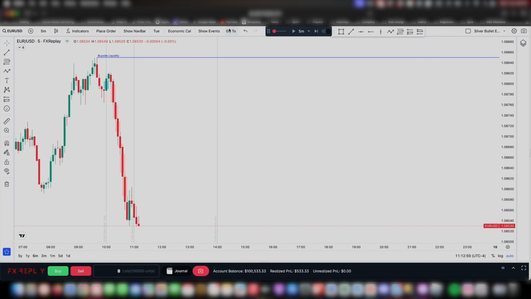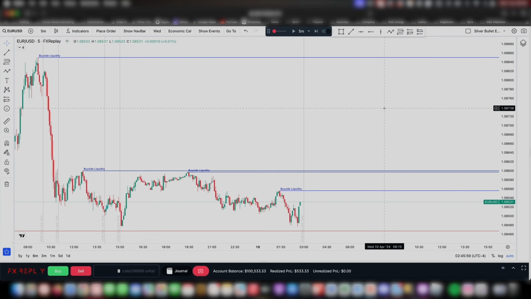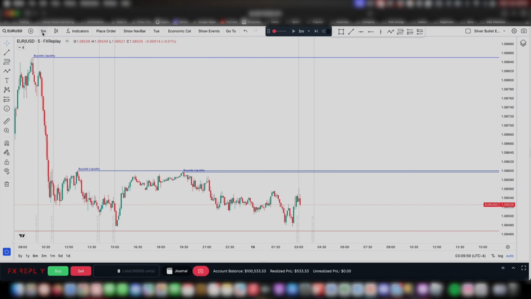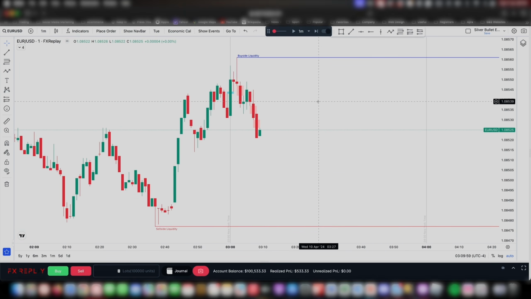So now let's go to London. All right, there we go. So let's see what gets taken first. Okay, buy side was taken. Let's switch to the 1 minute. Okay, we've actually got a potential trade here already, guys. We had the break followed by the break. So this is a change of character. This is looking better, so let's just use our OTE.